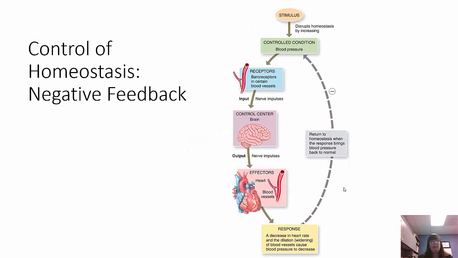Here's a specific example of negative feedback loop. So baroreceptors, which are pressure sensors in the blood vessels, detect something's wrong with your blood pressure, send that to the brain. The brain will then send a message to the heart and blood vessels to fix the blood pressure, so decrease the heart rate, dilate the blood vessels, bringing the blood pressure back up.